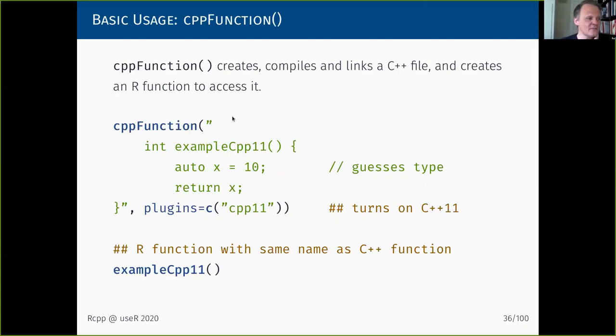But cppFunction basically allows you to take an entire string and submit it to R, and it turns it into a function. It's really clever because it does a little bit of parsing and grepping. It sees from the submitted function what the name in the C++ language of the function is and assigns that to an R object of the very name automatically. So if you write exampleCPP11 here, it'll become an R callable function with the same name. There are a couple of other options and toggles. You can tell it where to look for particular headers, turn certain features on or off.